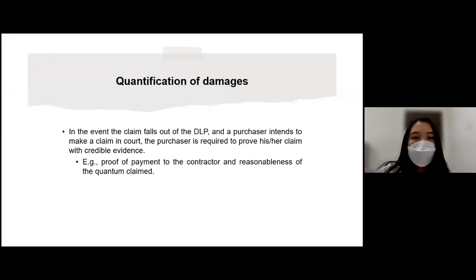So in the event a claim falls out of the defect liability period and a purchaser intends to make a claim in part, the purchaser is actually required to prove his or her claim with credible evidence. So for example, they need to provide evidence regarding the proof of payment to the contractor and also to show that the quantum claim is actually reasonable.